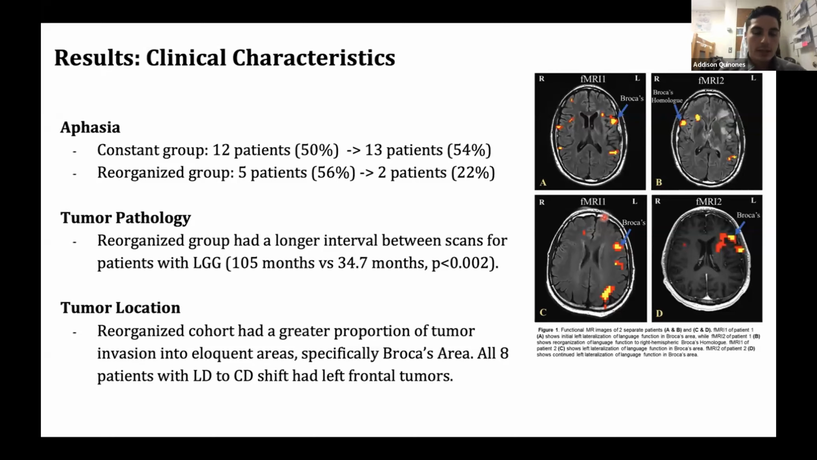And the figure on the right provides 2 illustrative cases. So the top row shows a patient from our reorganized cohort. We see at the first scan, Broca's area activation right here. And then if you look at the second scan, we see that there's no longer Broca's area activation, but there is Broca's homolog activation. And then in the bottom row, we see a constant patient where they had Broca's activation in both the first and second scans.